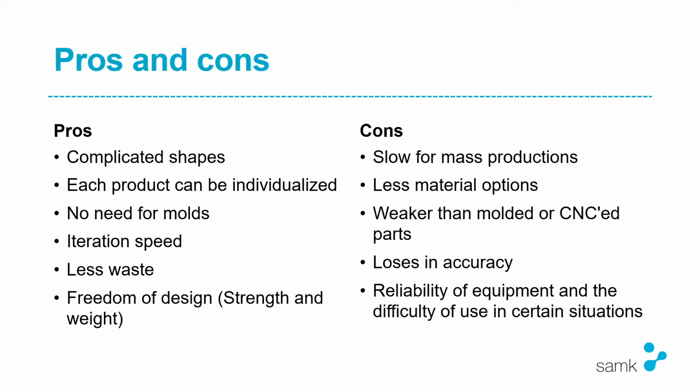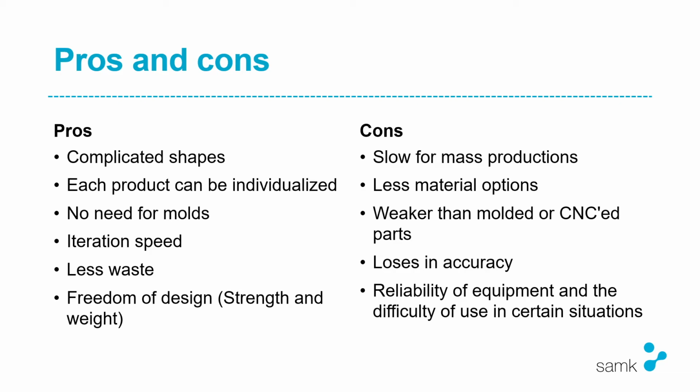The iteration speed. You can just print something and notice that there's a little dimension error, a little measurement error. You can change the 3D model, start the printer when you leave work, and the next morning you come back to work, the print is ready in the printer. Complicated shapes, that is, you can create shapes and geometries that you basically cannot create with traditional methods. And then there's less waste, of course, because there isn't much waste created, and freedom of design.